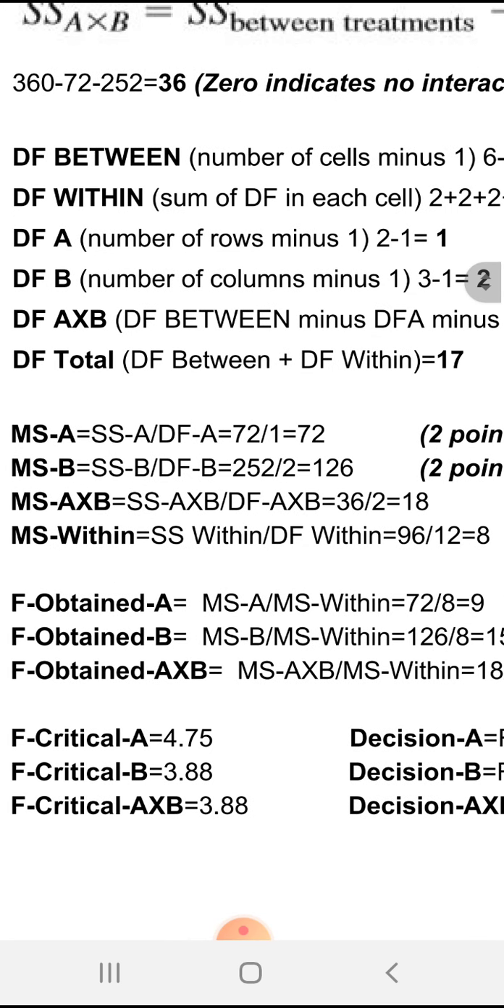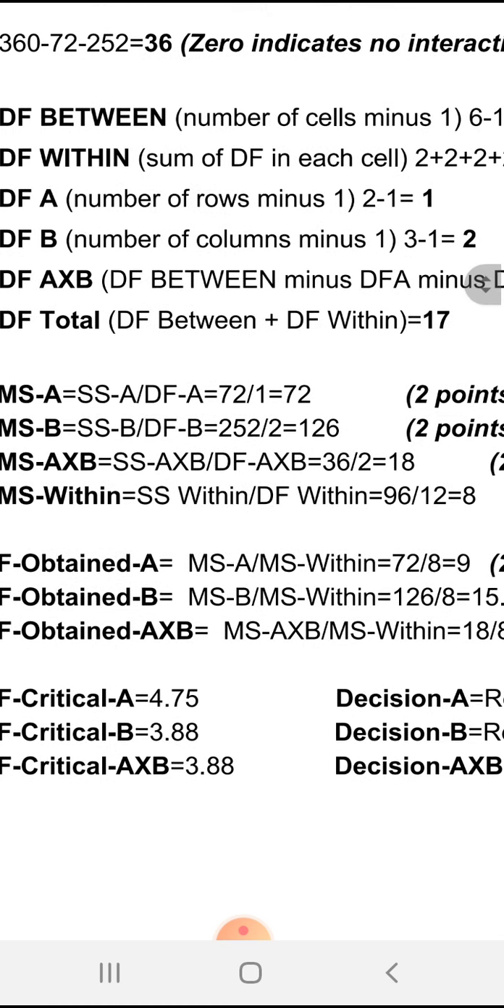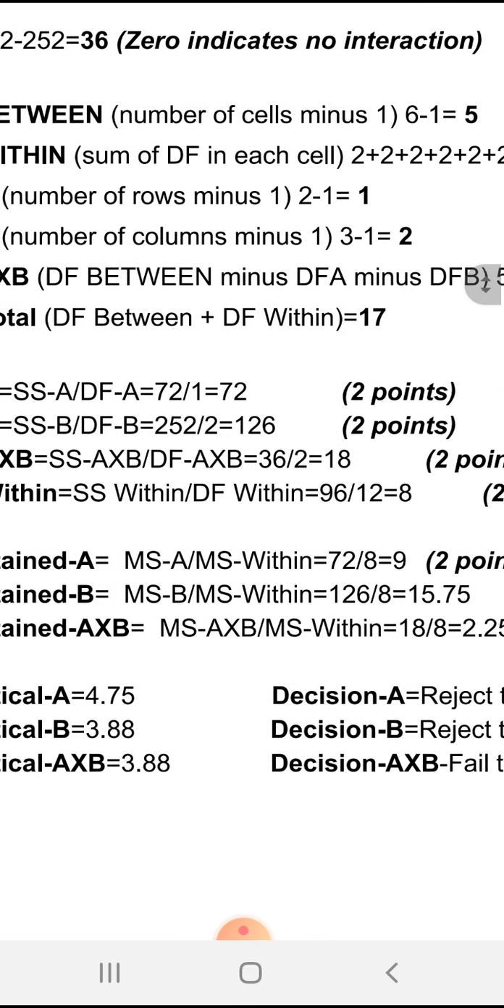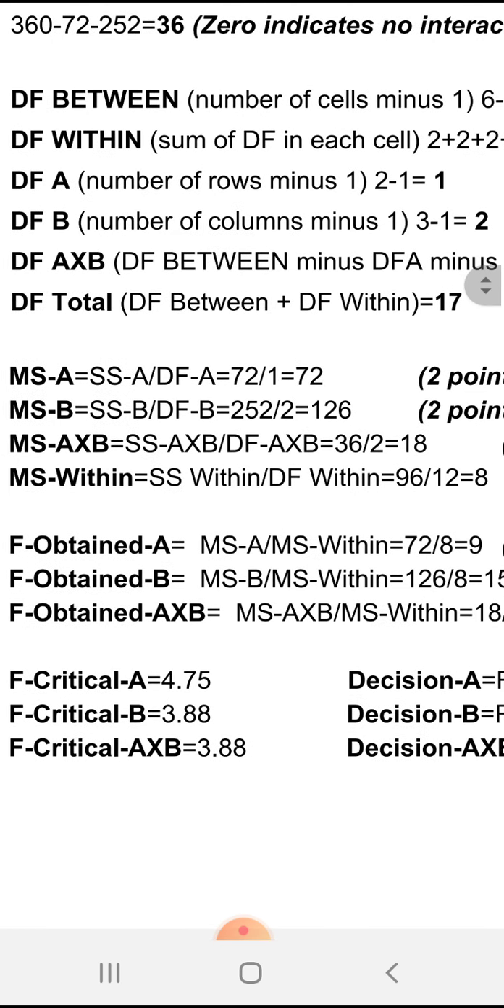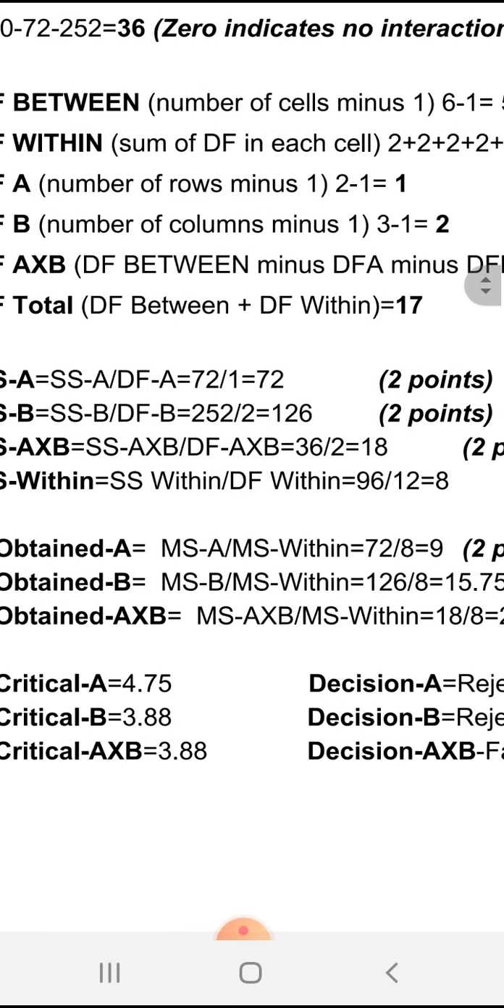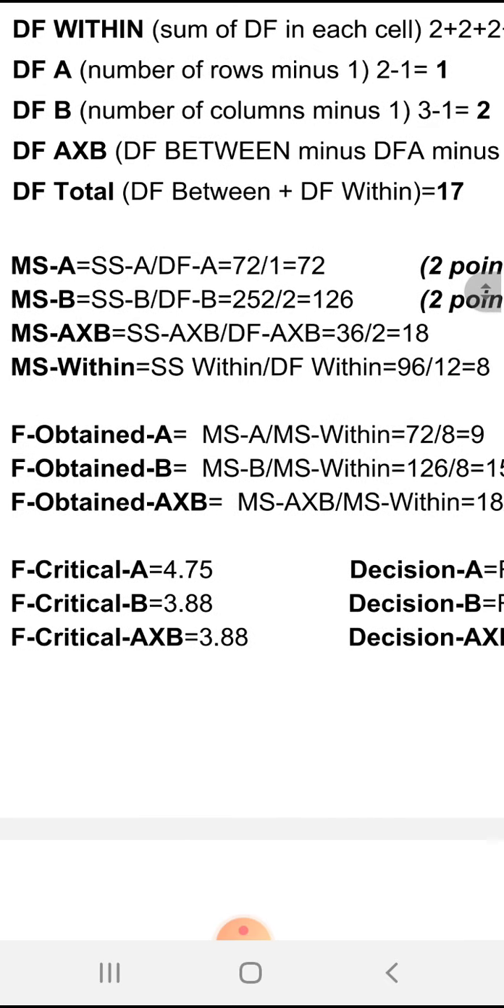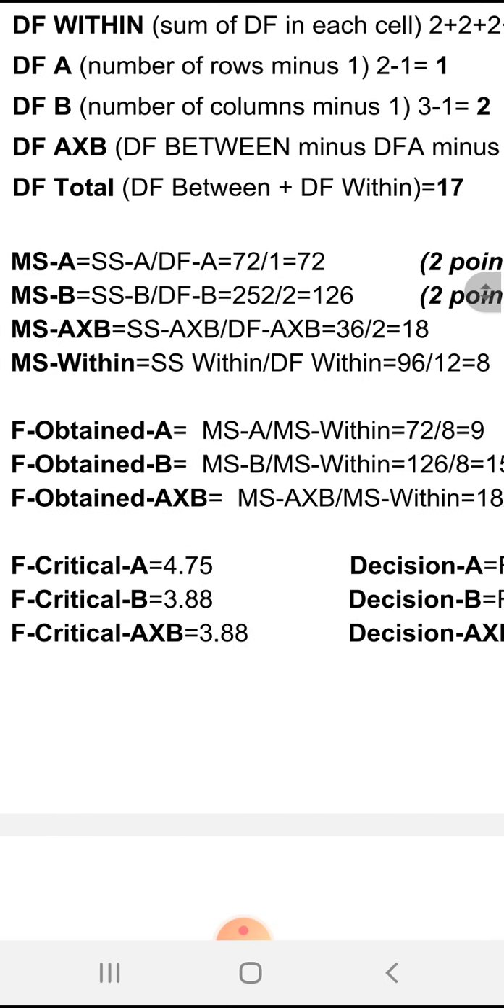So we have to get the mean squared of A, which is simply SSA divided by DFA. 72 divided by 1 equals 72. For MSB, you just take SSB divided by DFB, which is 252 divided by 2, which equals 126. Then you get MS interaction, which is SSA by B divided by DFA by B, equals 36 divided by 2, which equals 18. And your MS within is SS within divided by DF within, which is 96 divided by 12, which equals 8.